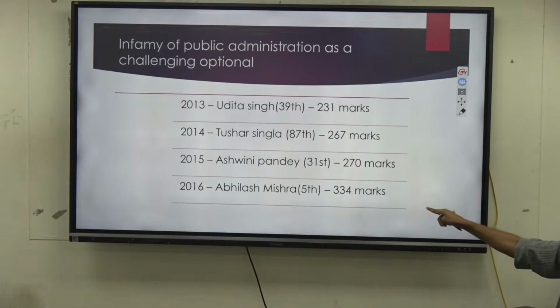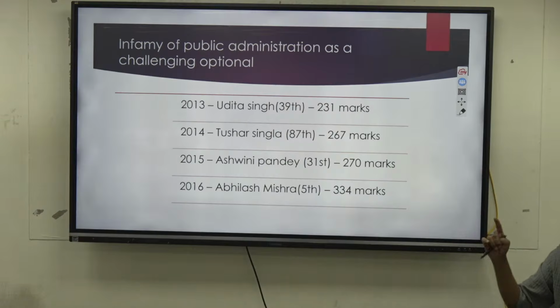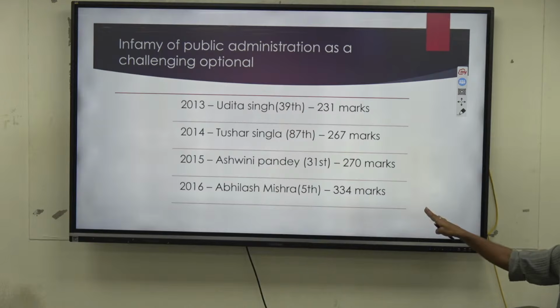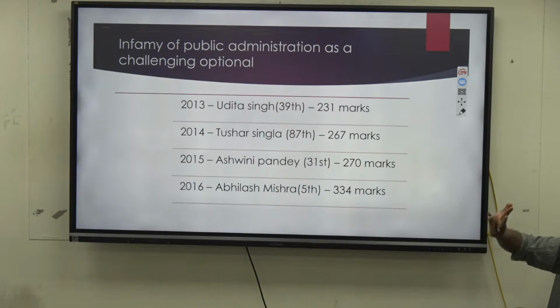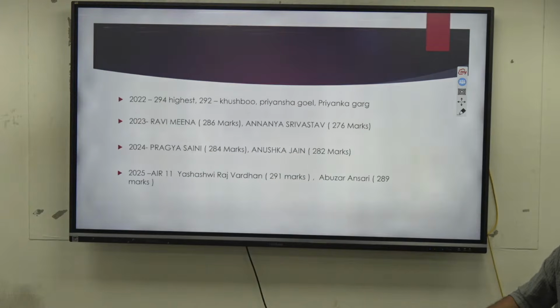Look at 2016. That was when Nandini, if you have heard her name, got rank 1 from Karnataka. That year, more or less every optional used to be high. In PubAd, Abhilash Mishra had got 334 marks, rank 5. So it keeps changing. Recently, if you have seen, rank 11, Yashasvi, has got 291 marks. Another one, Ansari, I think his rank is 500 or maybe 600, has got 289.